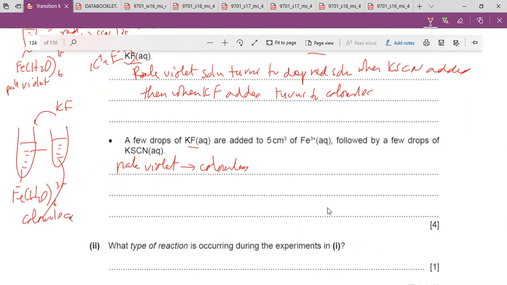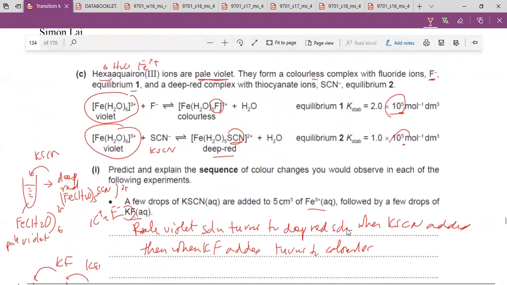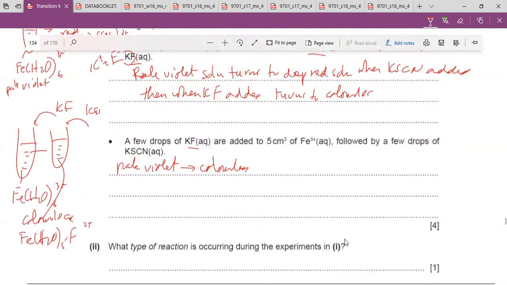Why colorless? Because Fe(H2O)5F 2+ here. But you put then later your KSCN, no color change, because why? Your fluoride here is stronger ligand than your SCN. So you got to say, for both of them, colorless, and then with KSCN remains colorless.